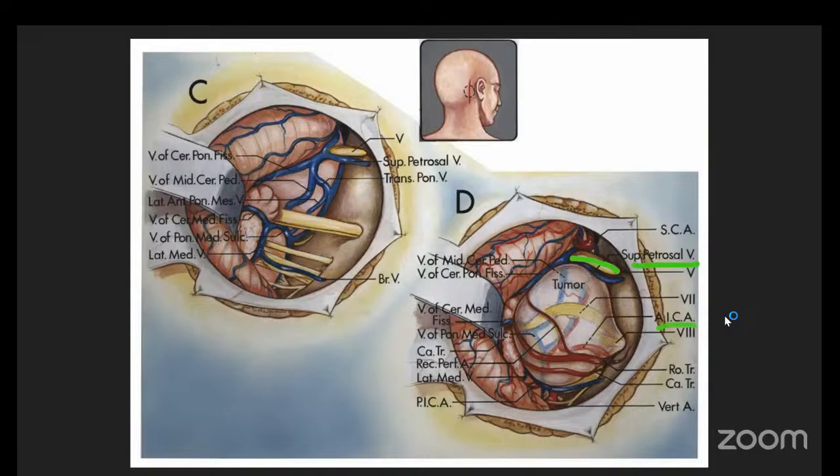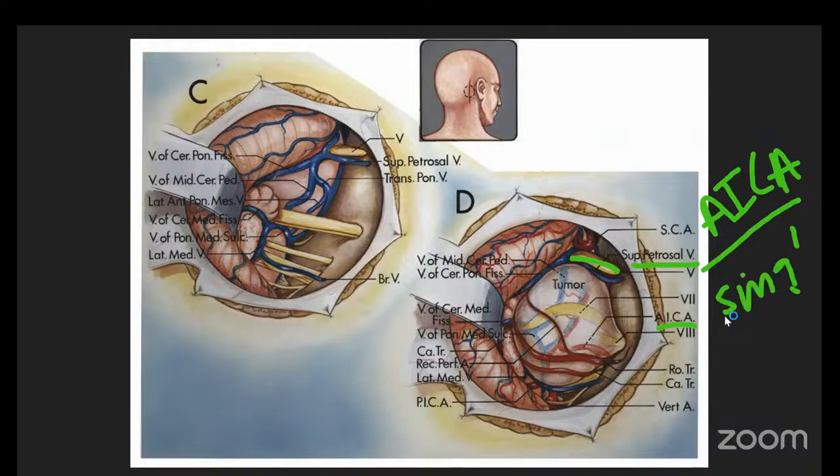And when we were discussing ICA, we also made a point to remember that it can have anatomical variations. You can find a single trunk, you can find two trunks, you can find an early labyrinthine artery branch. So there are multiple anatomical variations of ICA. Apart from that, what else is there? Did somebody say PICA, or did I mishear it? This is PICA here, very small, right at the inferior edge of the tumor.